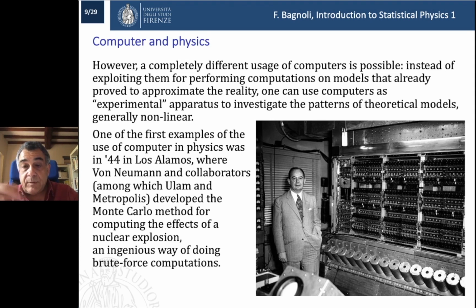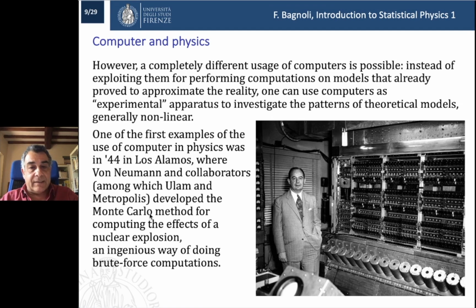They also contributed to build some of them. IBM also clearly helped. And so, near the end of the Second World War, they had at their disposal computers that helped them to, for instance, compute the effect of an atomic explosion. And for this, they also developed special techniques, Monte Carlo techniques, that we shall study in one of the future lessons. And essentially the names of Ulam and Metropolis are related to this technique.